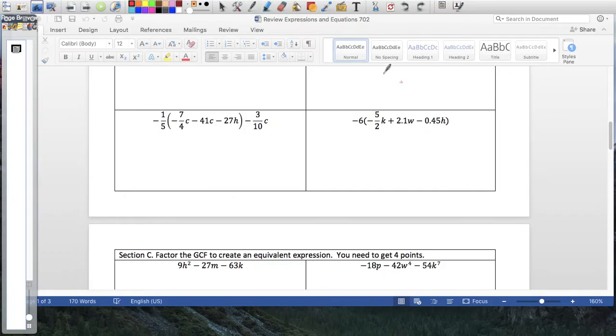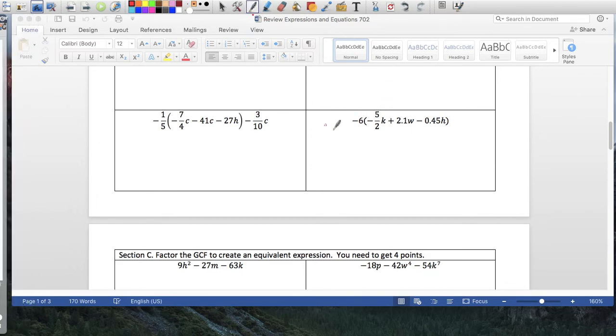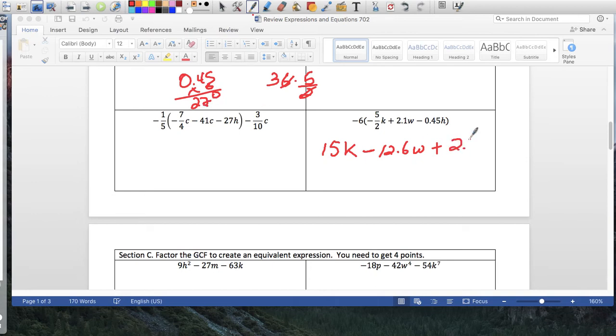All right. Oh, there's one more. So here, hopefully this one is easier. Not easier, but I guess the word is less work. Negative and negative is a positive, and 6 I can simplify, right? Because I have 6 times 5 over 2, this simplifies, and I get literally 15k. Next one is a negative and a positive, so it's going to give me negative, so I have to multiply 6 times 2.1, which is 12.6w. Last one is a negative times a negative, which is a positive, and 6 times 0.45, I have no idea. 6 times 5 is 30, carry the 3, 24, 27, 2 decimal places, 2.7, plus 2.7h. Can I combine anything? No, I'm done.